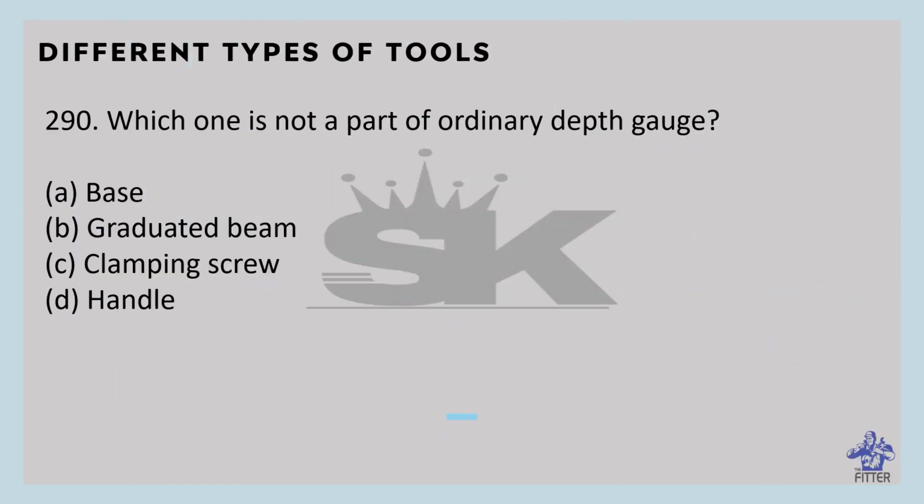Which one is not a part of an ordinary depth gauge? That is the handle. Handle is not a part of an ordinary depth gauge, whereas the base, graduated beam, and clamping screw are parts of an ordinary depth gauge. It is an instrument for measuring depth below reference surfaces.